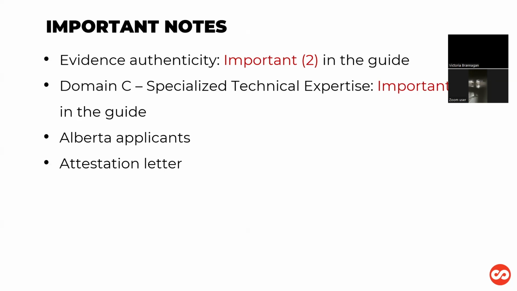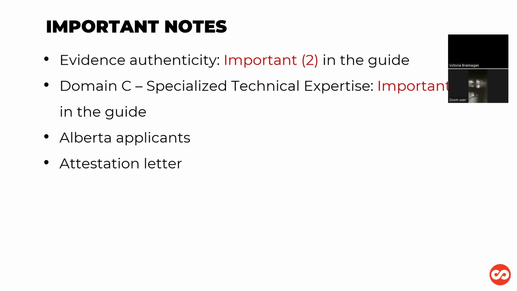The second point relates to domain C, specialized technical expertise. For those competencies, your evidence needs to show both how you learned the skill or knowledge and how you applied it in practice. So for example, coursework or workshops alone aren't enough. You need to show real hands-on application through cases, projects, or work samples. This note is also placed in a gray text box labeled Important 3 in the guide.